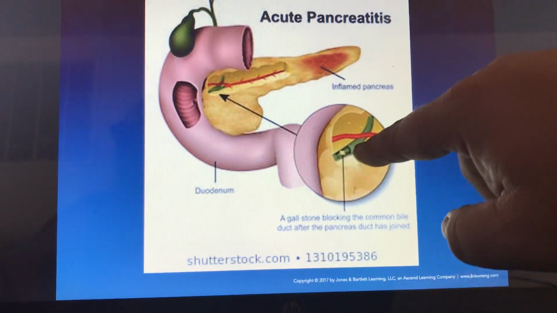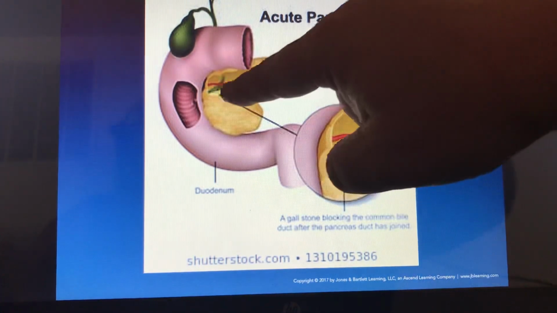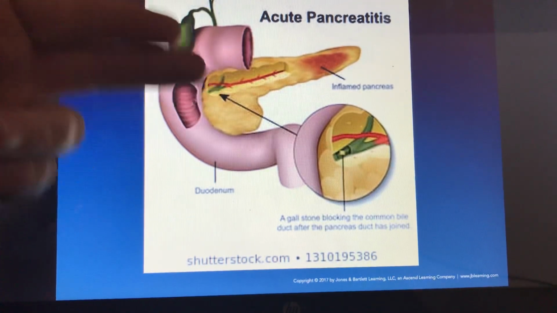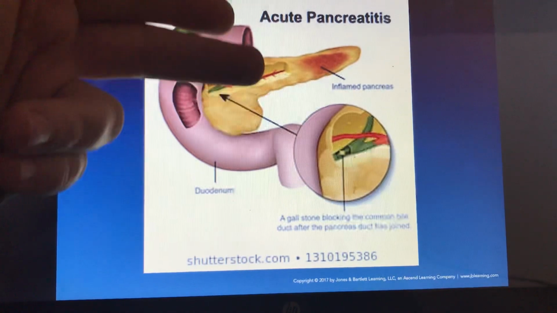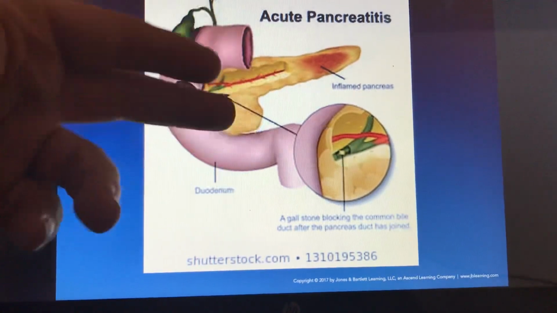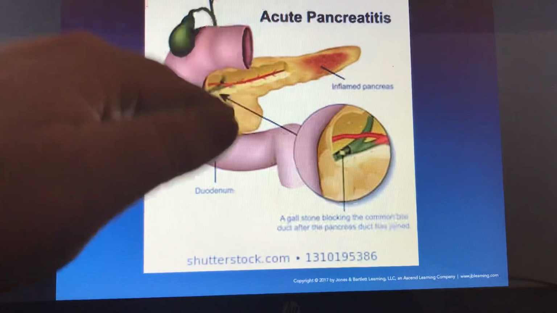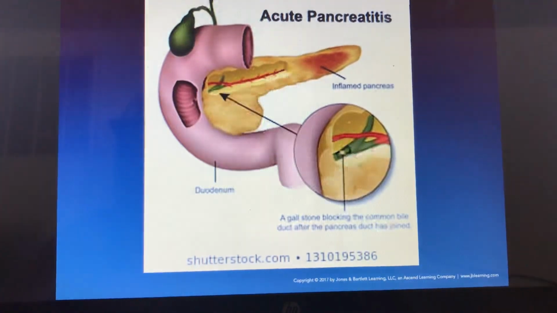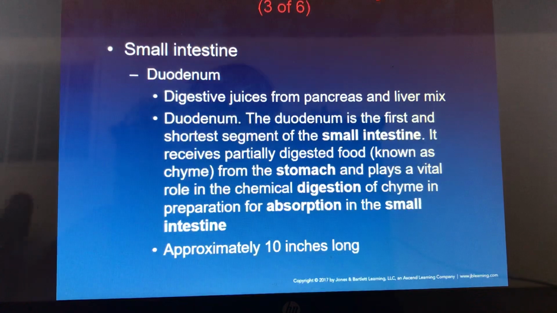It too can start backing up into the pancreas itself, the digestive juices, and it will literally start digesting and causing irritation inside the pancreas. So it's very important that if you have epigastric pain, typically it'll radiate into the back, that might be a consideration. All right, so we're going to continue on.